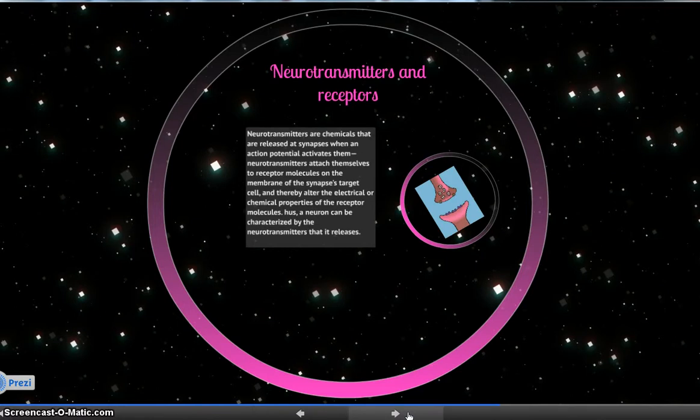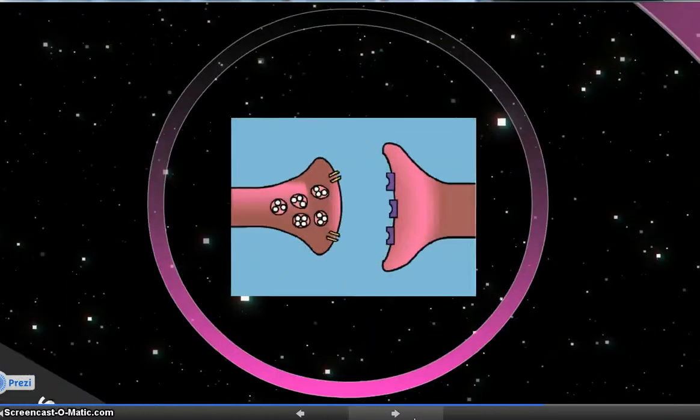Neurotransmitter and receptors. Neurotransmitters are chemicals that are released at synapses when an action potential activates them. Neurotransmitters attach themselves to receptor molecules on the membrane of the synapse target cell, and thereby alter the electrical or chemical properties of the receptor molecules.